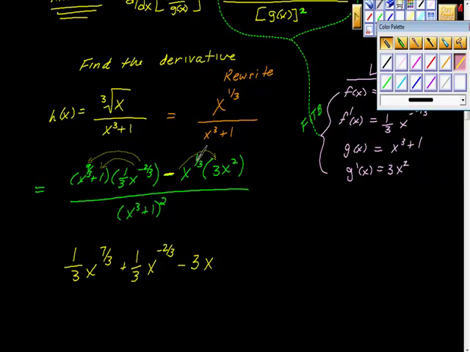X squared. I want this in thirds. Squared in thirds is 6 thirds, isn't it? Is that okay? So 6 thirds. So 1/3 plus 6 thirds is 7 thirds. So the 7 thirds power all over x cubed plus 1 squared. I'm just following the quotient rule formula, right?